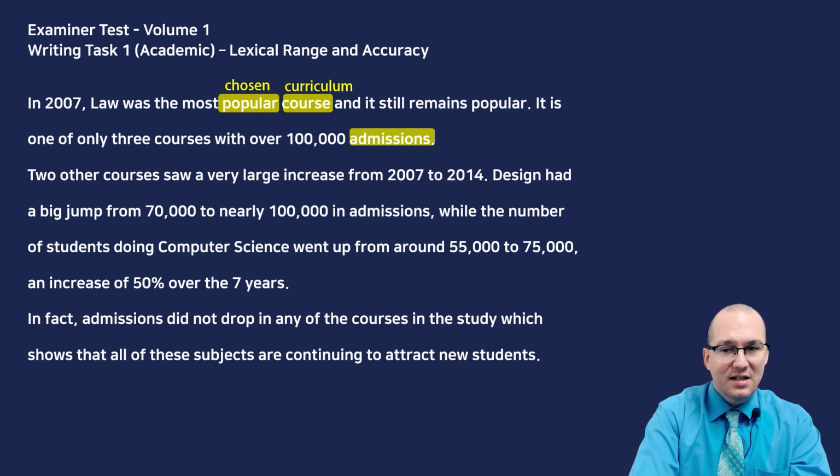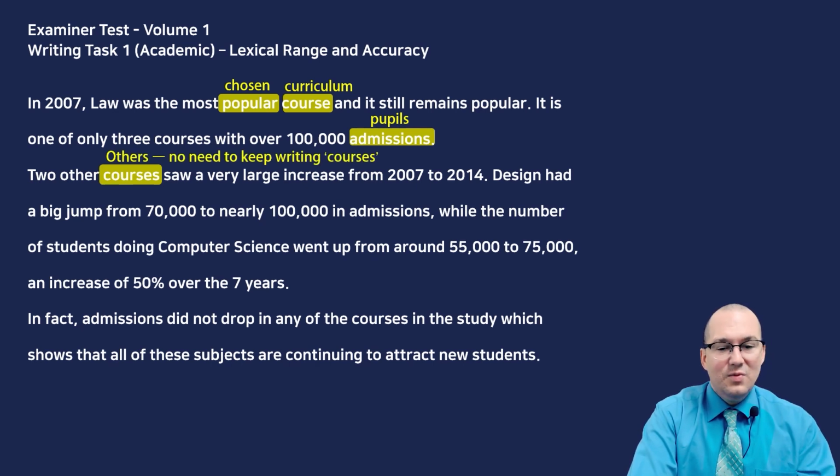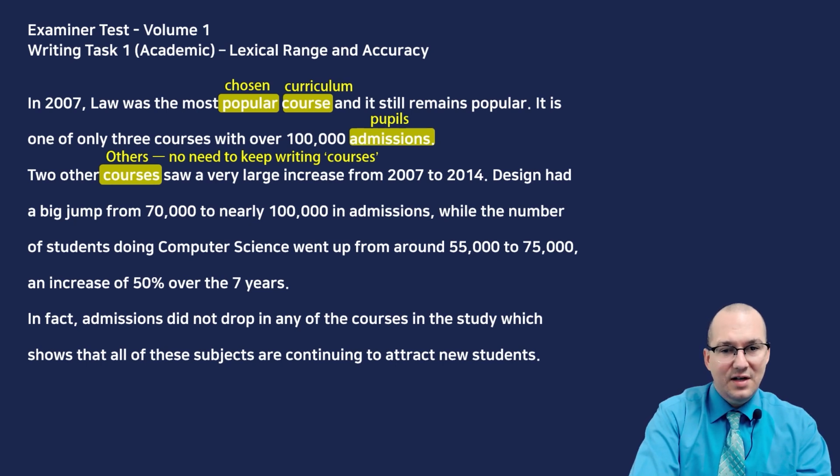Admissions, we see it again. Well, you could write pupils. It is hard, right? But it is really helpful to think of synonyms for these words. Courses again. Why can't we say no need to keep writing courses? We know that the writer's talking about courses, so you could say two others saw a very large increase, because we know others is referring back to courses, okay? So you don't have to keep saying courses.